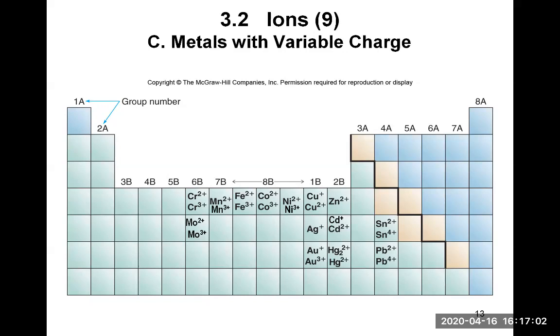But then group 4A are not predictable anymore. So tin, Sn, will give ions that are 2+ and 4+. And lead, the symbol Pb, can be 2+ or 4+. So these are variable charge metals. So it's all the transition metals and also the metals from group 4A and 5A. So these are not predictable. There will be some information that will allow you to find what kind of ions they are when they form compounds.